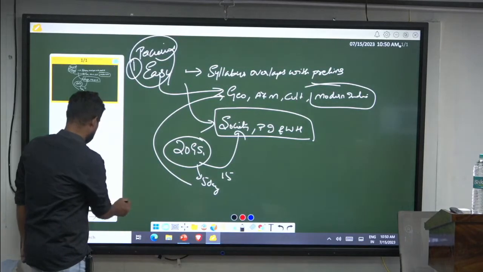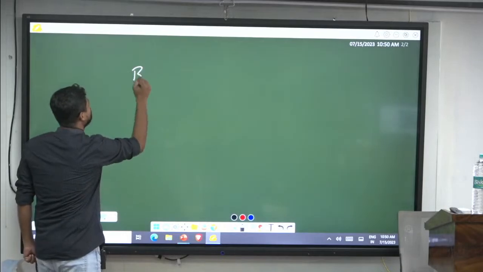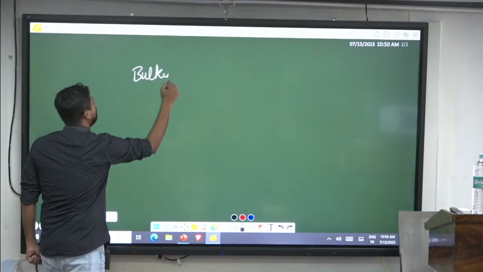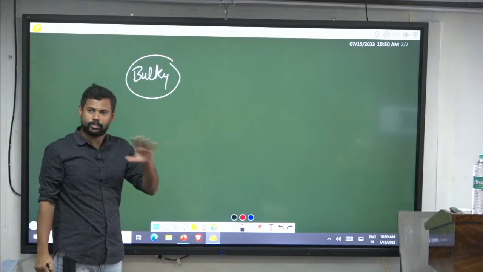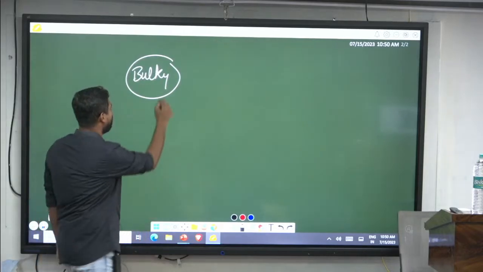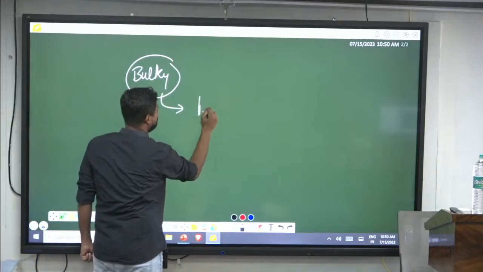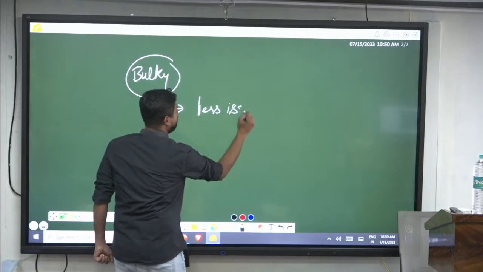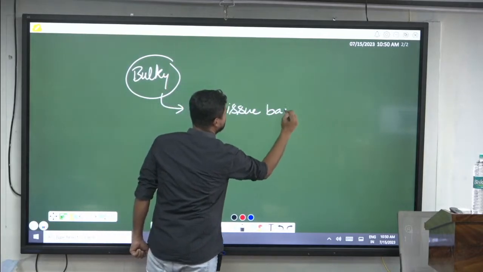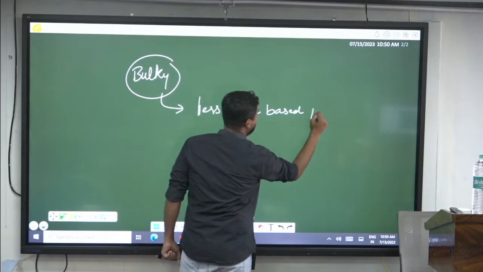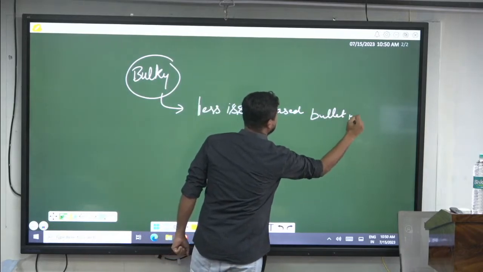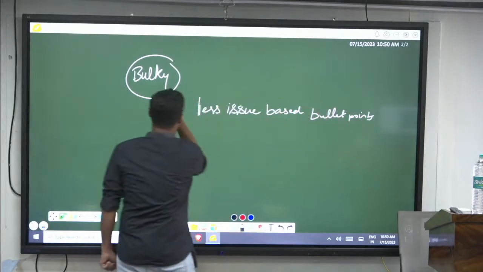The next is, it is perceived as bulky. Why it is perceived as bulky is for 2 reasons. One, there are fewer issue-based bullet points, and descriptive bullet points are more.